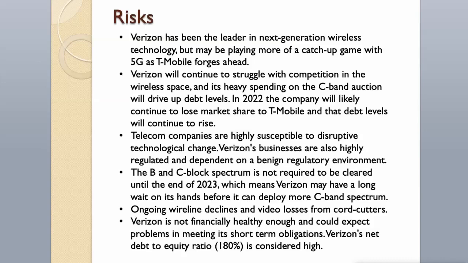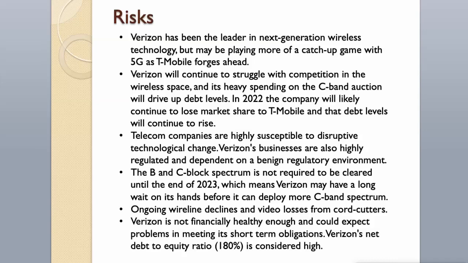In 2022 the company will likely continue to lose market share to T-Mobile and debt levels will continue to rise. Telecom companies are highly susceptible to disruptive technological change. Verizon's businesses are also highly regulated and dependent on a benign regulatory environment. The B and C block spectrum is not required to be cleared until the end of 2023, which means Verizon may have a long wait on its hands before it can deploy more C-band spectrum. Ongoing wireline declines and video losses from cord cutters.